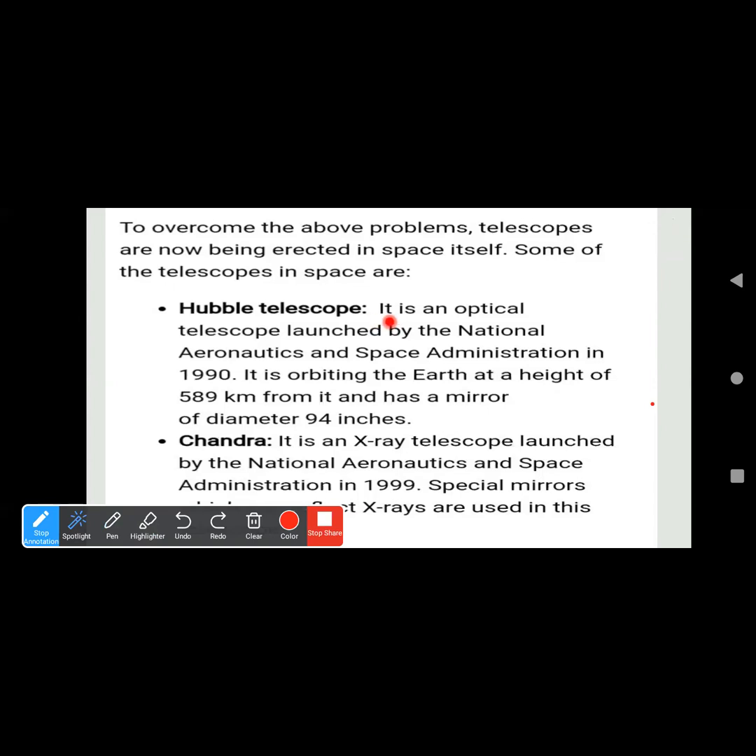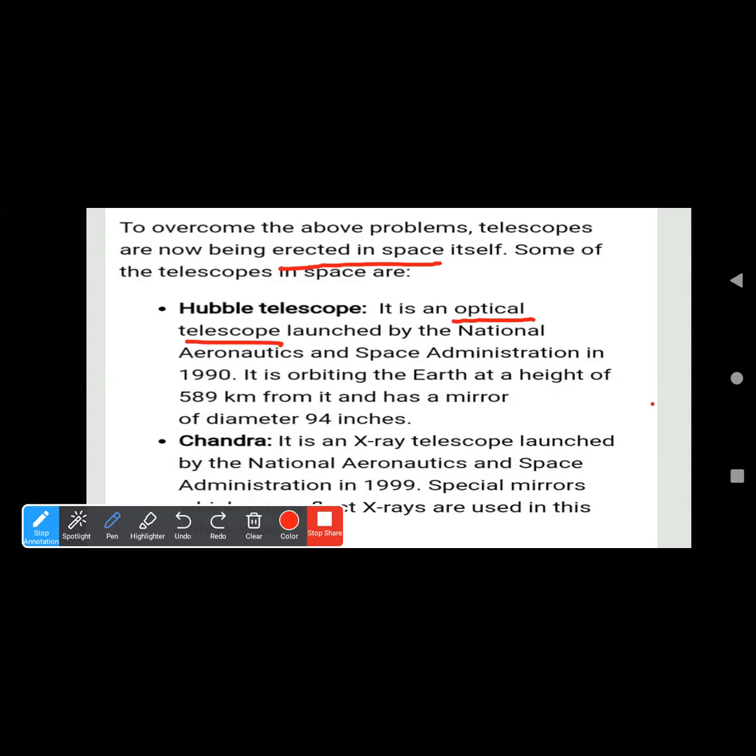The Hubble Telescope is an optical telescope. Again, you can underline the important words. The Hubble Telescope is an optical telescope launched by NASA, that is National Aeronautics and Space Administration, in 1990. It is orbiting the Earth at a height of 589 kilometers from it and has a mirror of diameter 94 inches. That is the information about the Hubble Telescope. And here you can underline these words: to overcome the above problem, the telescopes are now being erected in space. So the solution is to erect the telescope in space.